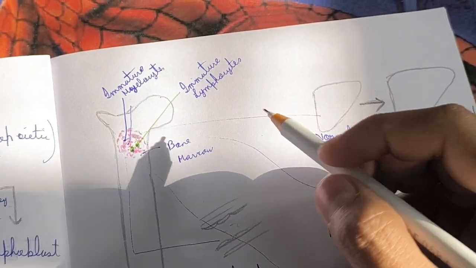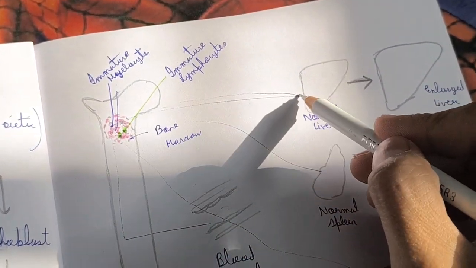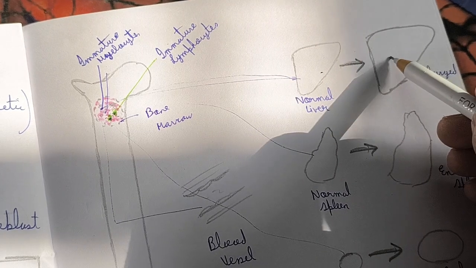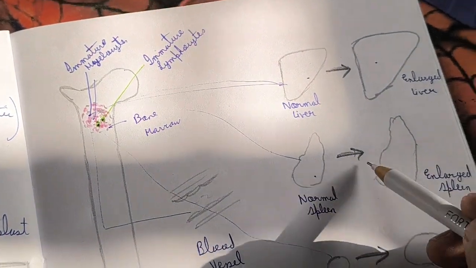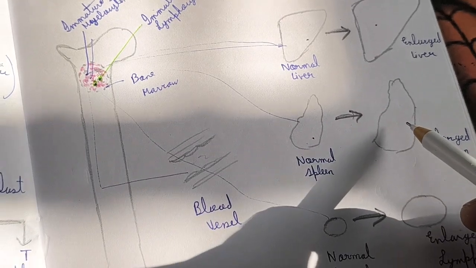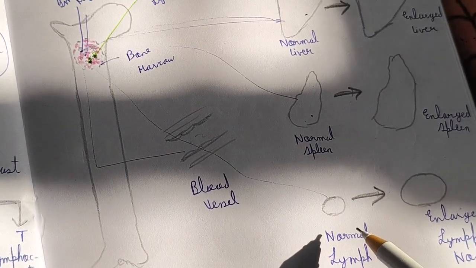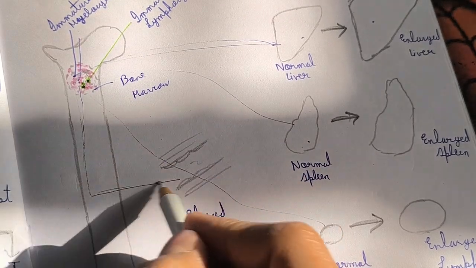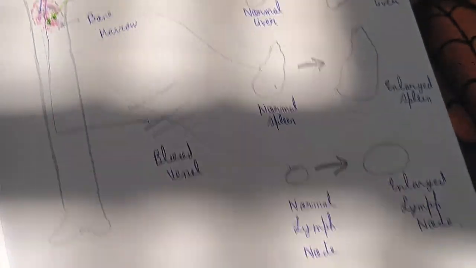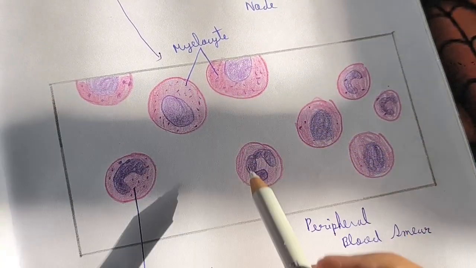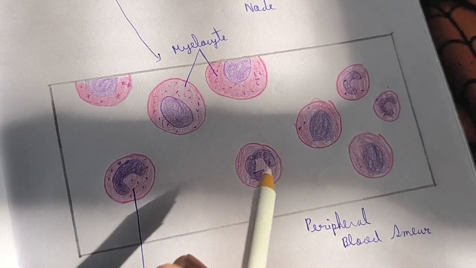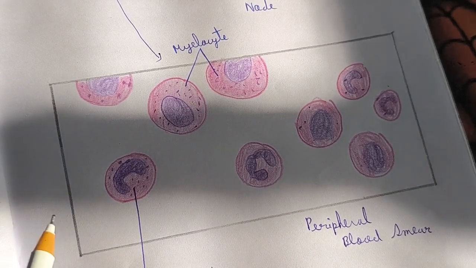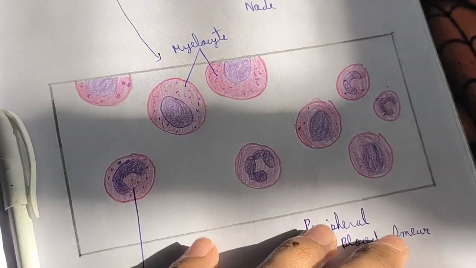Due to deposition of these immature myelocytes in the liver, there is enlargement of the liver. Similarly, the spleen is enlarged, and in the lymph nodes, enlarged lymph nodes occur. These are mentioned in your book also. And due to their presence in the blood vessels, immature myelocytes and metamyelocytes appear in the peripheral blood smear, which normally they do not. These things are mentioned in your book.